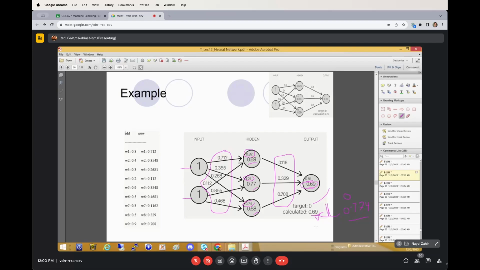Sir, I have a question. Why are we using the same input again? Why are we using the same one input? Should we go for the other inputs that we have?